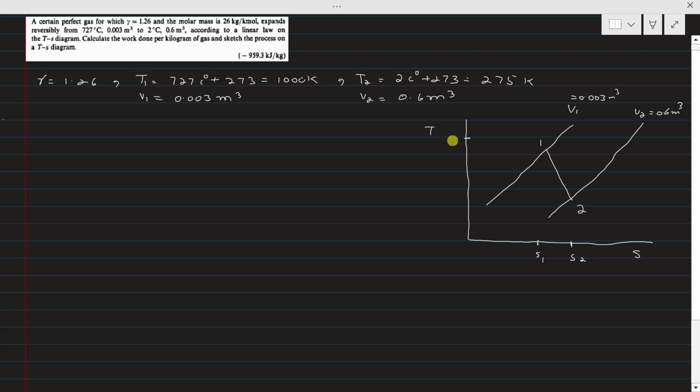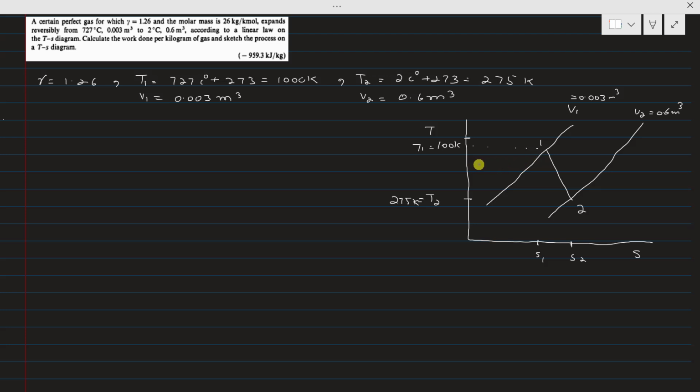The temperature T1, that is 1000 Kelvin. This is T1 temperature. And the temperature T2, that is 275 Kelvin. So this is the TS diagram sketch.